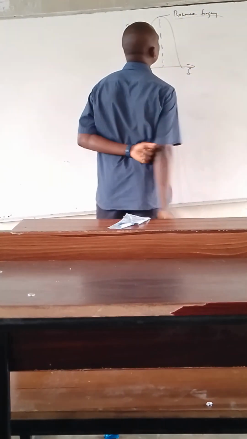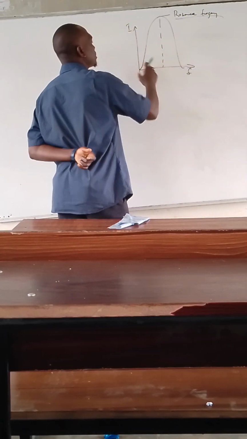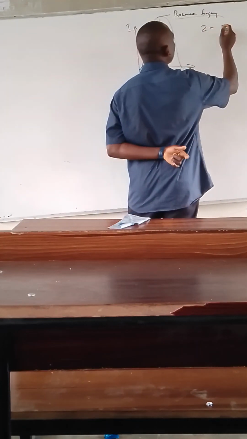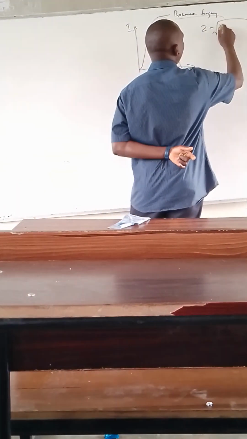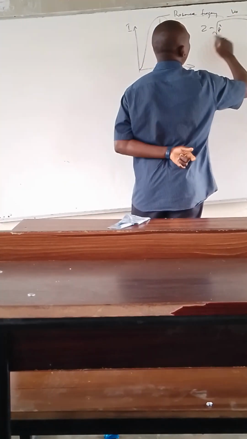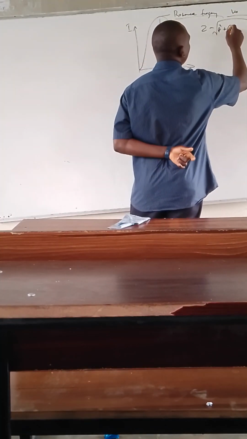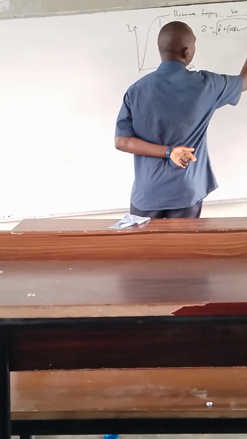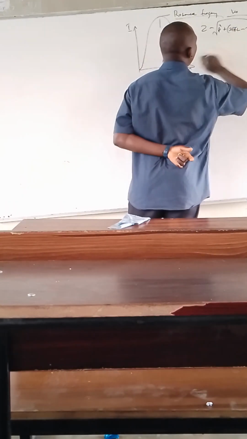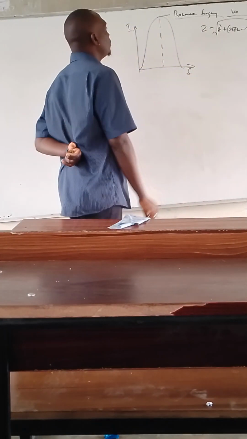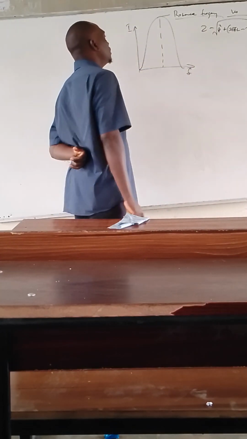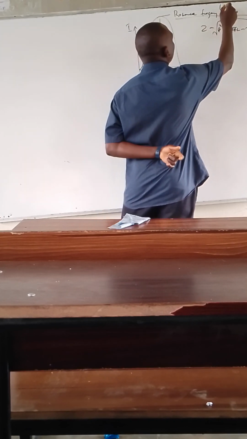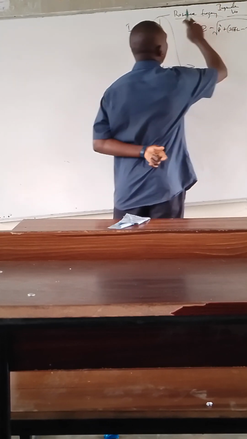So resonance frequency, I think we have talked about resonance. And resonance is Z is equal to R squared, we have V naught over plus 2 pi F L minus 2 pi F C squared. No, that's all about the impedance. I think I've talked about impedance. So let's talk about resonant frequency.